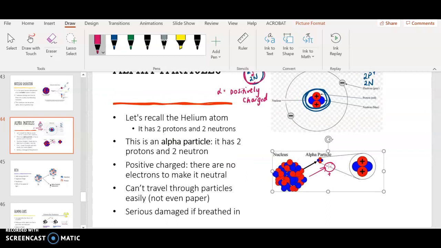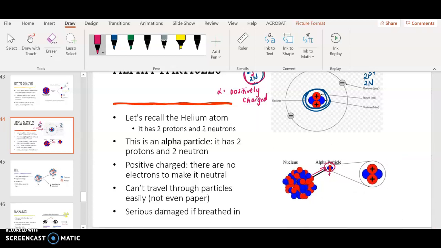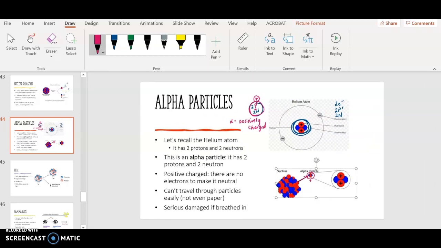So it's positively charged, and there are no electrons to make it neutral. It can't travel through particles easily. This particle can't even travel through paper. But if you do breathe it in, it does cause some serious damage. So that's what you need to know about alpha particles. If you've got an unstable element, it can release an alpha particle. An alpha particle has 2 protons and 2 neutrons, therefore giving it a positive charge.